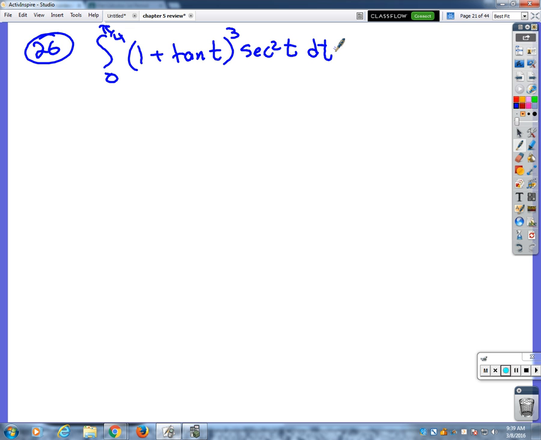You got this. Good. u is 1 plus tangent of t because the derivative of tangent is secant squared, which is in the problem. That's a good clue, but you just have to make sure that the derivative is in the problem as well, and this time it most certainly is.